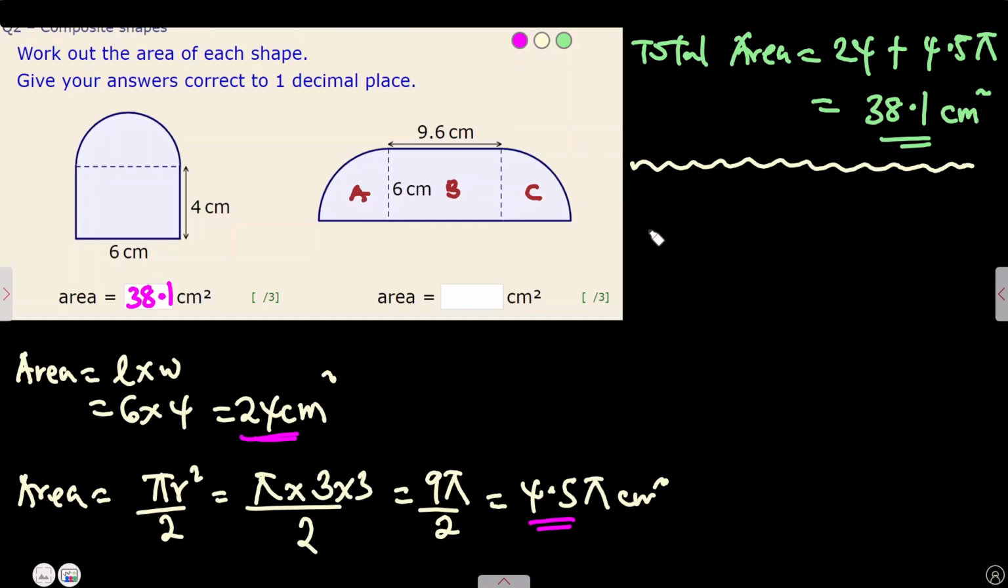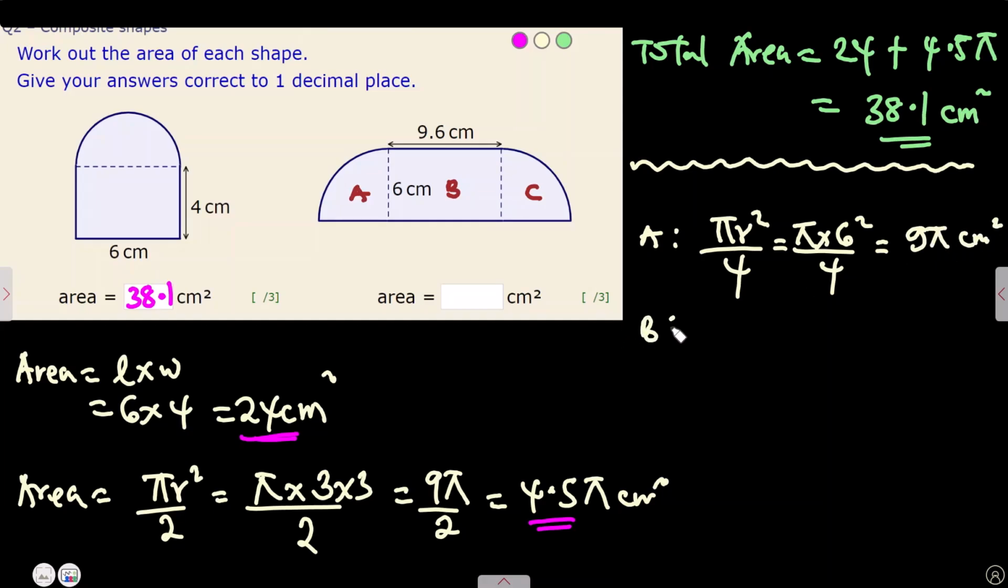So for A, I will just say the area will be pi r squared divided by 4. Of course, you can see that this is the radius, because the radius is 6, or again here also 6 anyway. So that's pi times 6 squared divided by 4. And if you do that, 6 times 6 is 36, and divided by 4, that'll give you 9 pi centimeters squared.